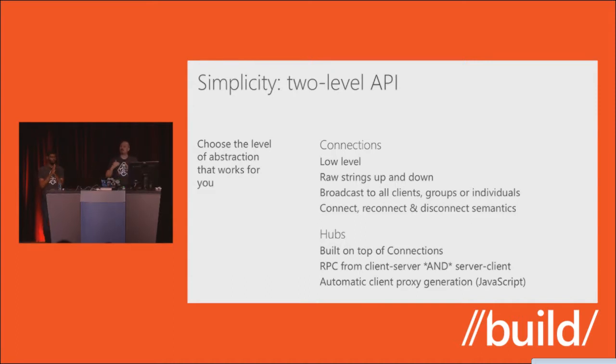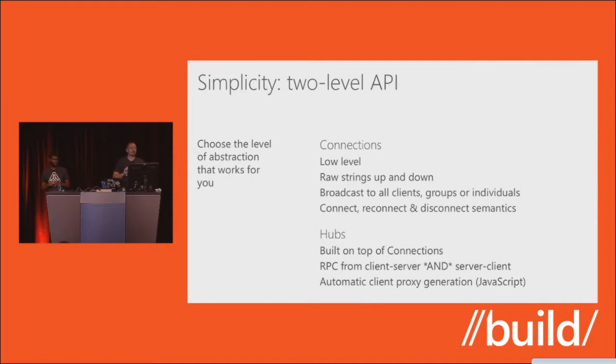But on top of that, we have a high-level API called Hubs, which is what I showed you in the first demo very briefly. And this is where we expect most people to spend their time. It's built on top of our low-level connection API. And what it enables is this illusion of RPC, remote procedure call, from the client to the server, which we've all seen. I mean, every web service technology lets you do client-to-server RPC. But critically, server to the client.